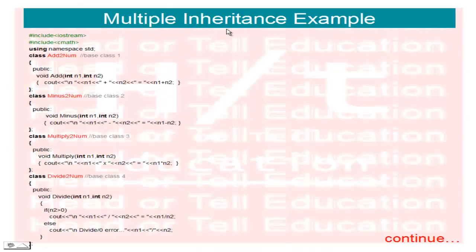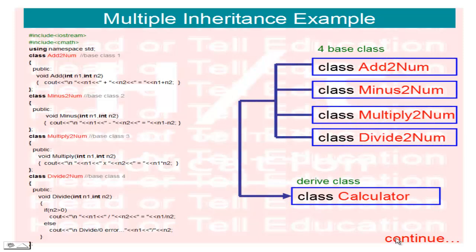We are taking a multiple inheritance example. In this class structure diagram we have four base classes. The first class adds two numbers, this one subtracts two numbers, this one multiplies two numbers, and this one divides two numbers. Using all four base classes, we create one class named Calculator. This is the derived class. These four classes are very simple, with no big complex coding.